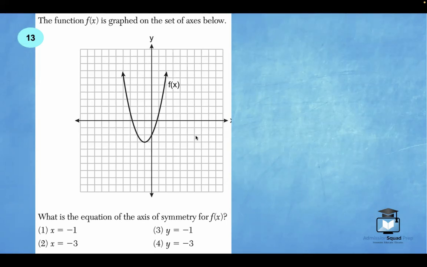We'll use this review to prepare for your upcoming Regents exam. So grab a notebook and pencil and let's get started.